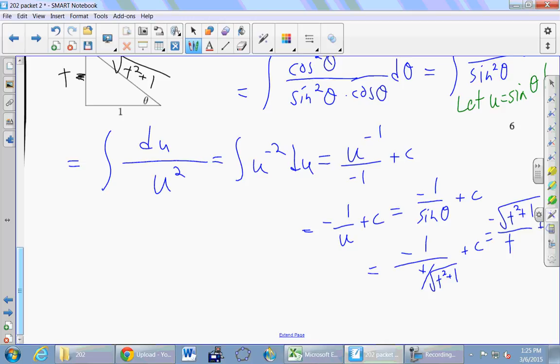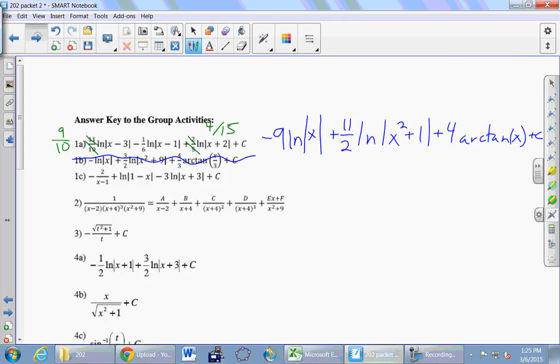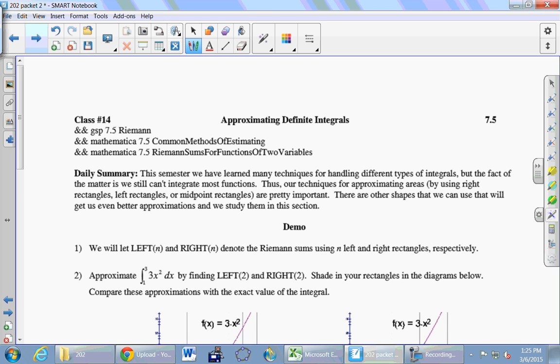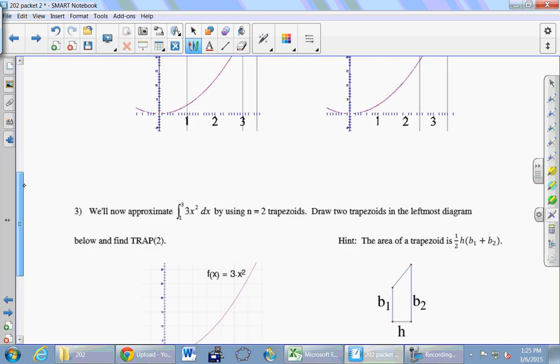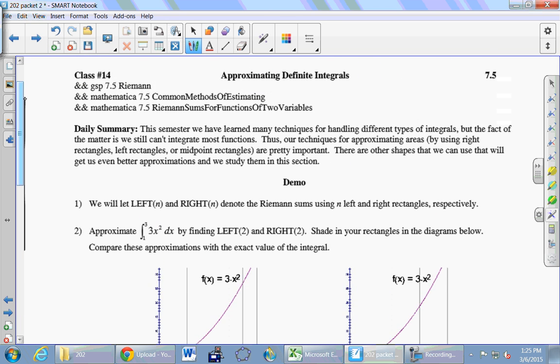Okay. All right. So let's move on to this page right here, page 12. All right, on page 12, daily summary. Let's go to Cameron for the summary.